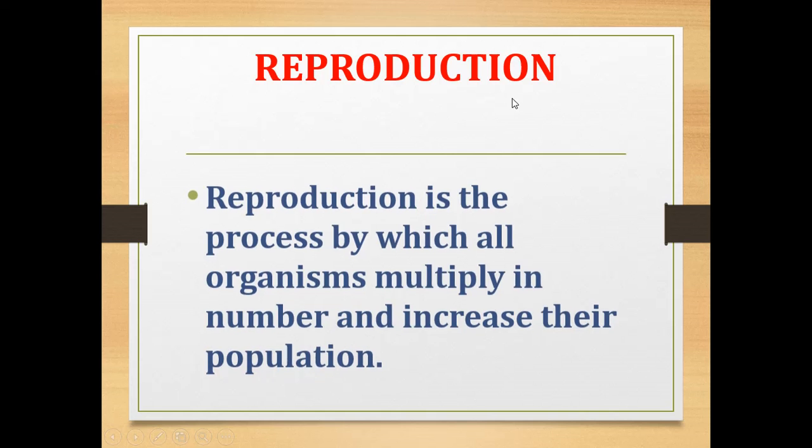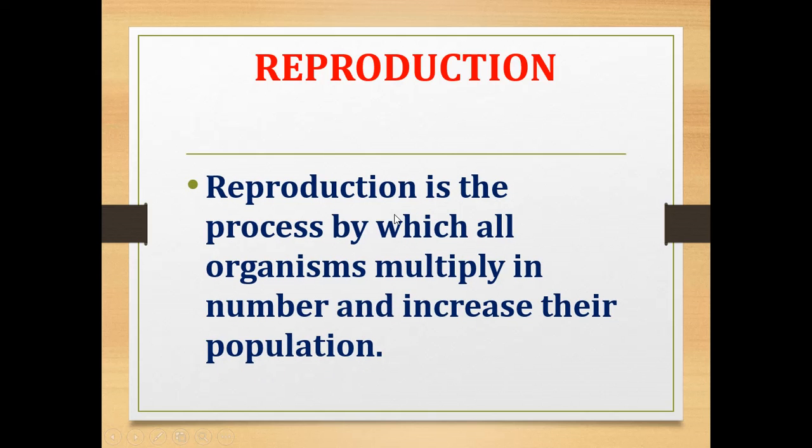First of all, see what is meant by reproduction. Reproduction is the life process which takes place in all organisms, which makes their number multiply and increase their population. So during reproduction, all the organisms will produce their young ones, their progeny, their future generation, and increase their population.